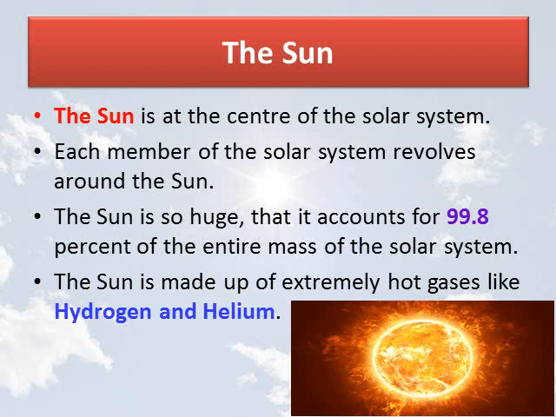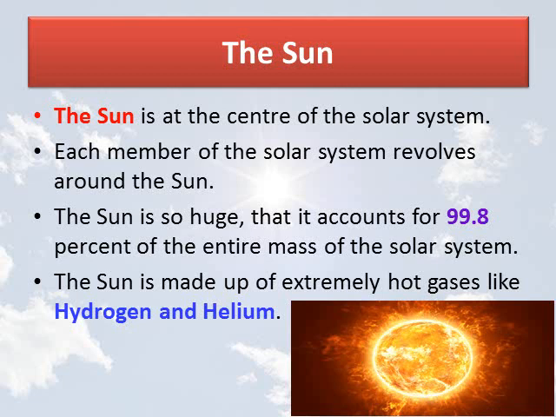Dear children, the Sun is at the center of the solar system. Which is at the center of the solar system? The Sun. Each member of the solar system revolves around the Sun. So all the members of the solar system will be going around the Sun. The Sun is so huge that it accounts for 99.8% of the entire mass of the solar system. You can imagine the vastness of the Sun. That is, 99% of the entire mass of the solar system is there in the Sun.